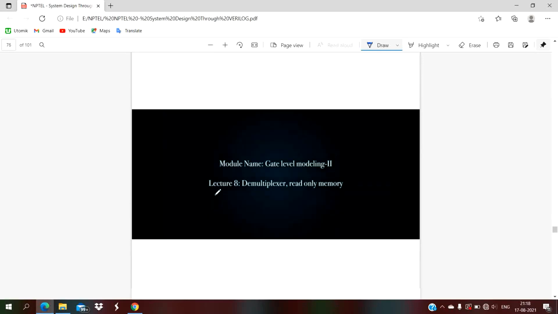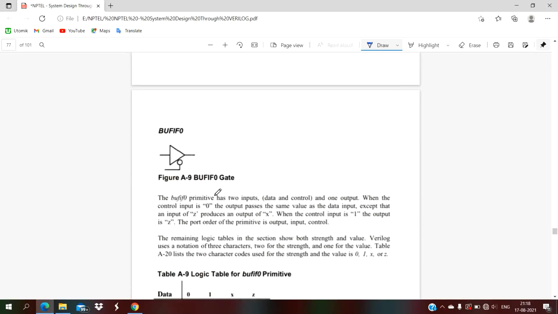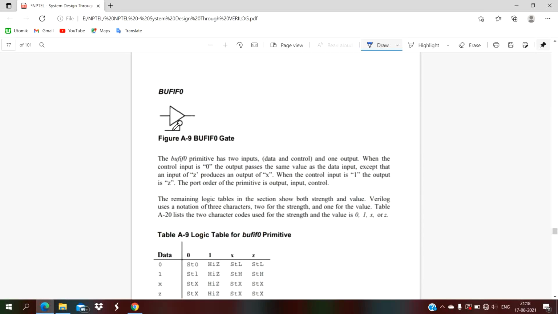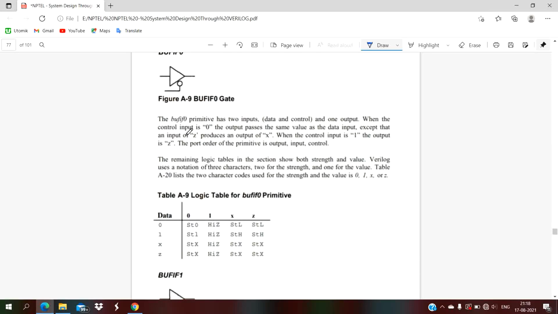Here it is the symbol of the bufif0 logic gate. The bufif0 primitive has two inputs, data and control, and one output. Here Y is the output, X is the input, and C is the control. When the control input is 0, the output passes the same value. So if we apply 0 as enable, that means control.